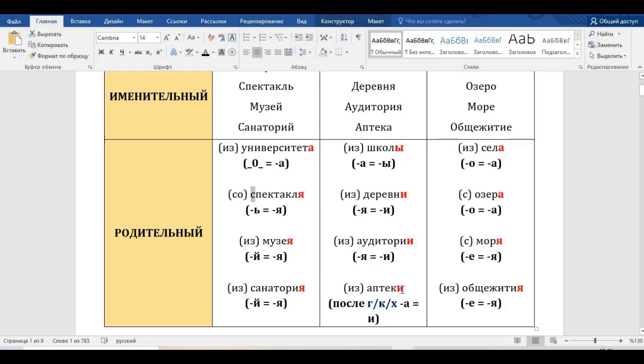You may ask me why. After the letters Г, К, Х, а becomes и. Село, из села. О became а. Озеро, с озера. О became а. Море, с моря. Е became я. Общежитие, из общежития. Е became я.